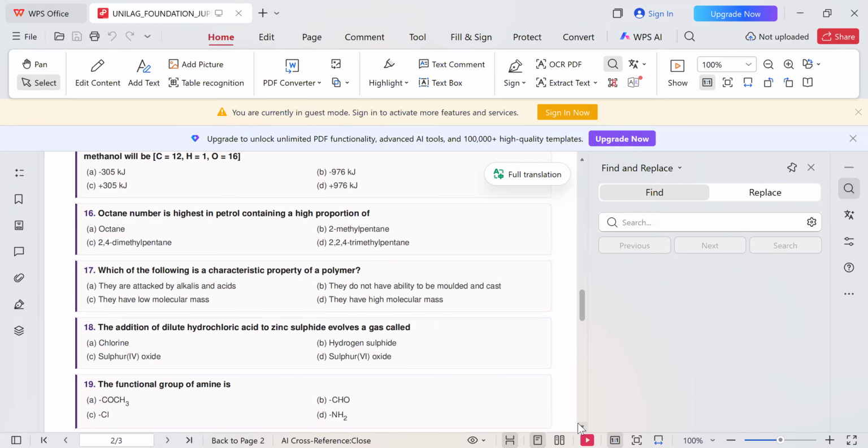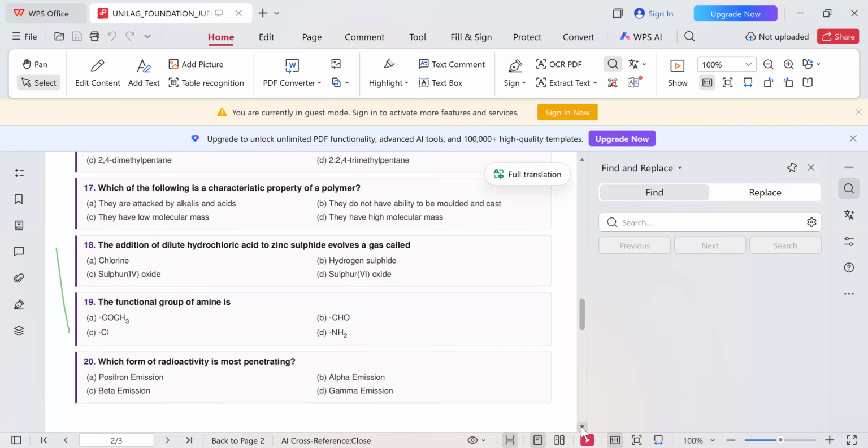So the answer is B, which is hydrogen sulfide. I think that one is quite straightforward. Hydrogen sulfide is the gas that will be released. Now, what is the functional group of amine? The functional group of amine is NH2, which is derived from ammonia by the loss of one hydrogen. So when ammonia loses one hydrogen, it turns into NH2.